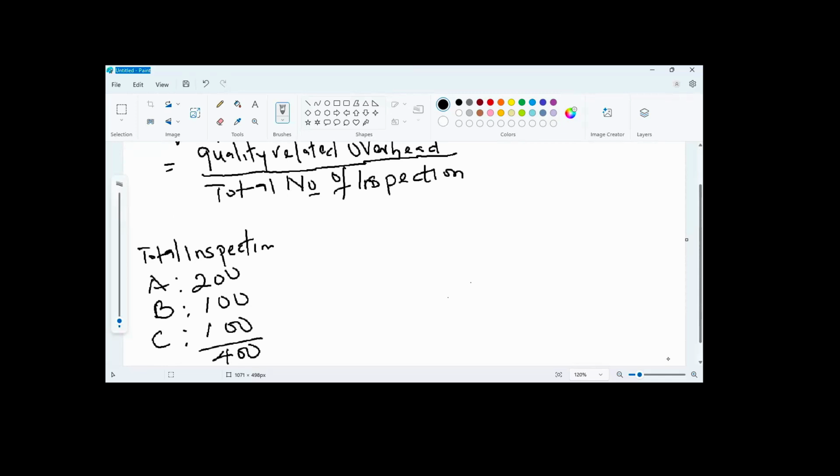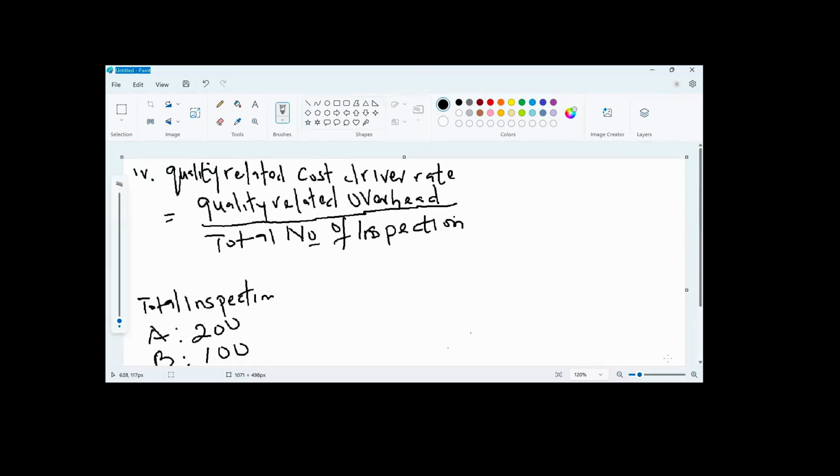I can come back here and say the cost driver rate for quality is equal to total overhead of quality, 640,000, divided by 400 total inspections. This is equal to 1,600 per inspection.